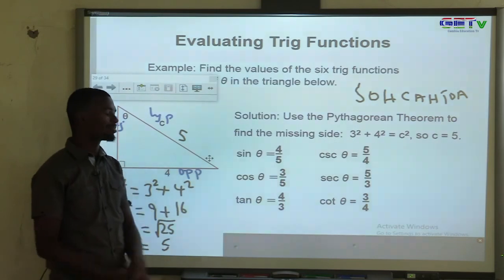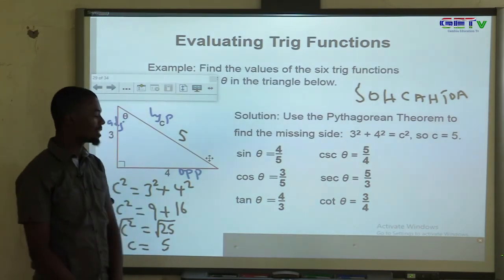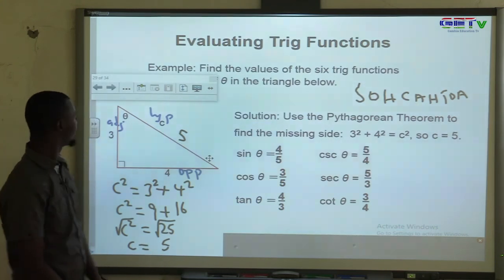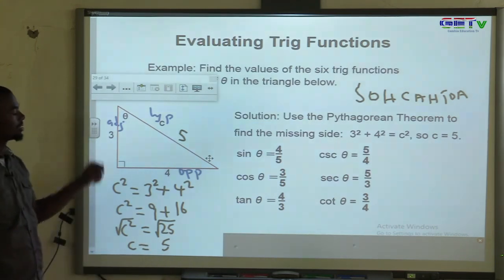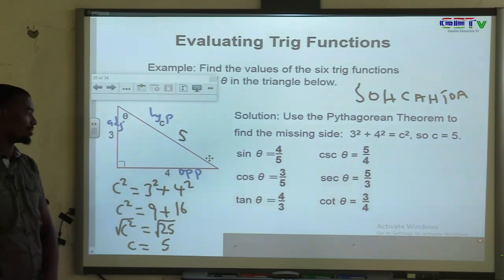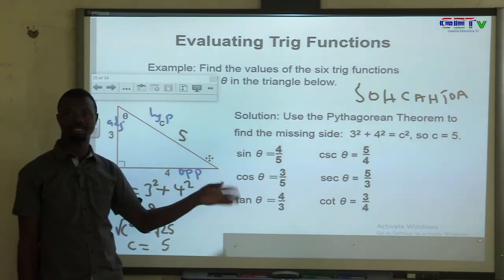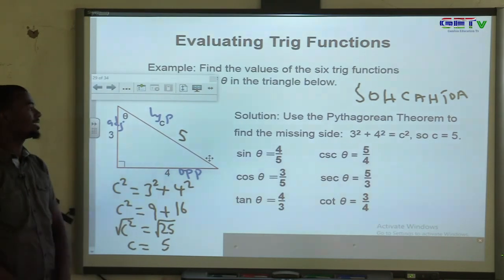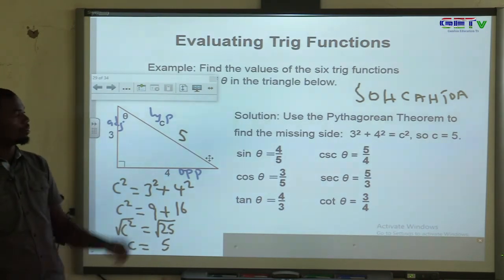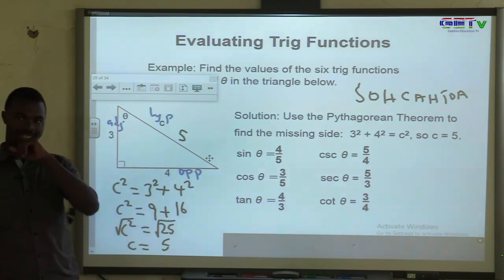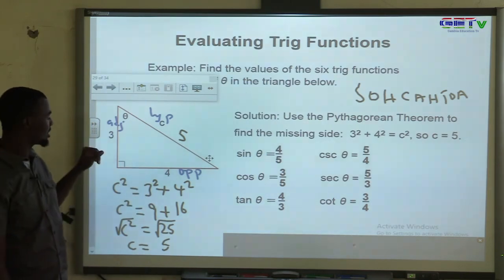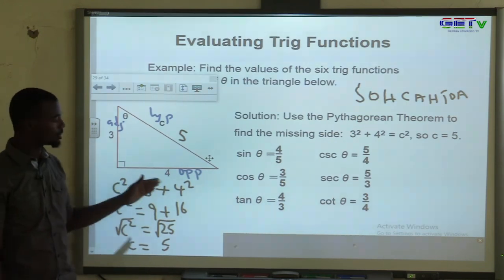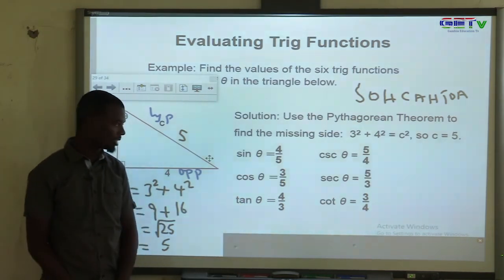Cos theta is adjacent over hypotenuse. The adjacent is 3 and the hypotenuse is 5. So cos theta is equal to 3 over 5. And the other one is tan theta. Tan theta is opposite over adjacent. The opposite is 4 and the adjacent is 3. So tan theta is 4 over 3.